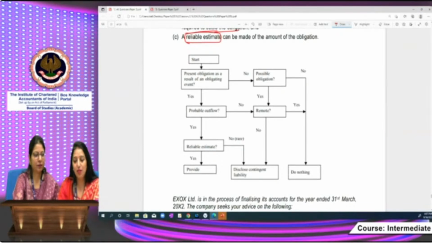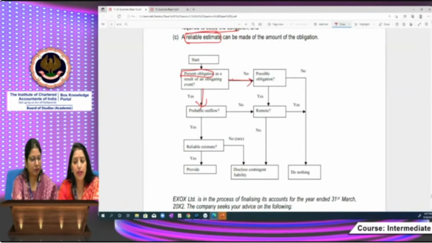This AS can be understood with the help of this simple chart. इस चार्ट के थ्रू आप easily decide कर सकते हो कि whether it will be a provision or a contingent liability. Let's start. First of all, जो भी scenario situation आपको given है, whether there is a present obligation as a result of past. प्रेजेंट ऑब्लिगेशन है, यस, तो हम फर्दर जाएंगे.